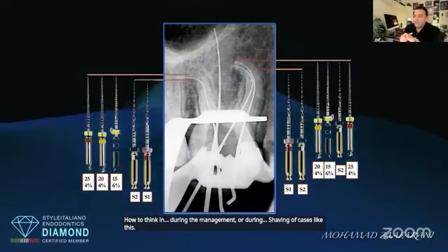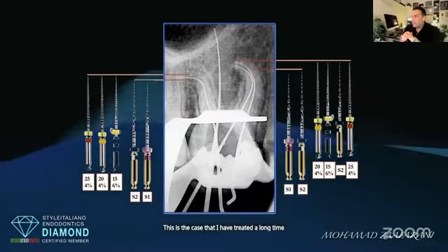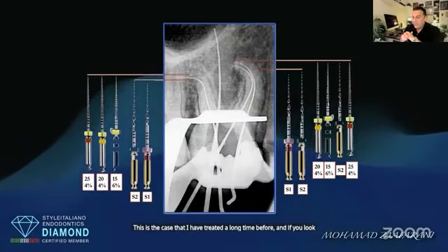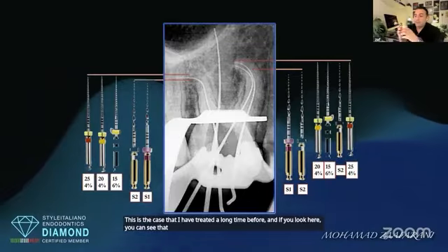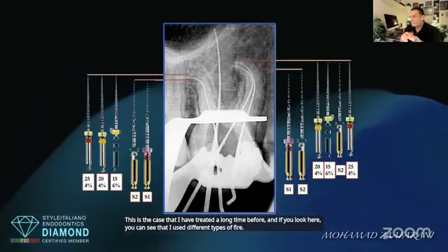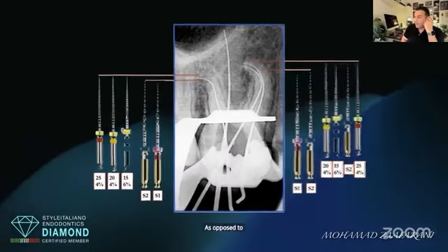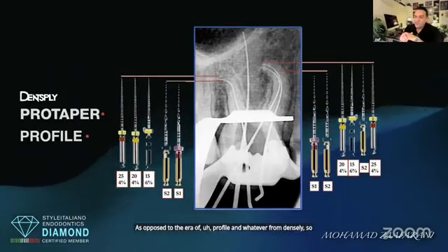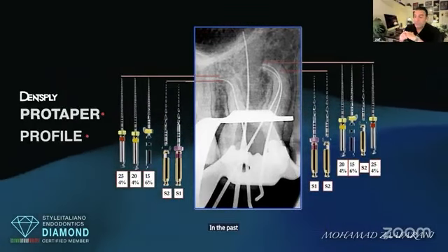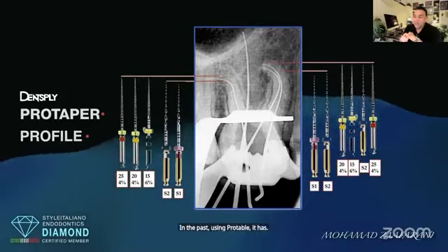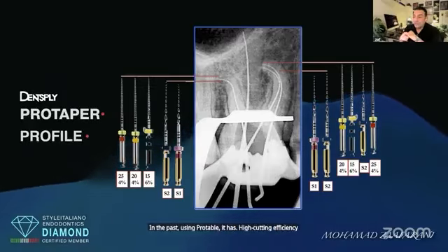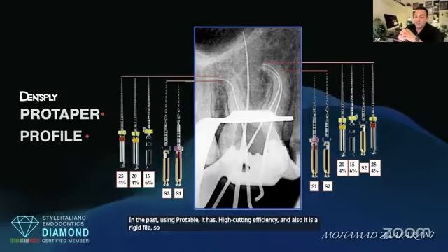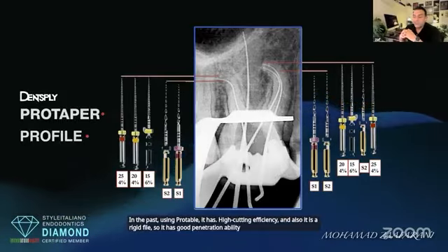This is a case that I treated a long time ago, and if you look here, you can see that I used different types of files. That was in the era of ProFile and ProTaper from Dentsply. So usually in the past I started my treatment using ProTaper. It has high cutting efficiency, and it is also a rigid file, so it has good penetration ability in the first phase of shaping.